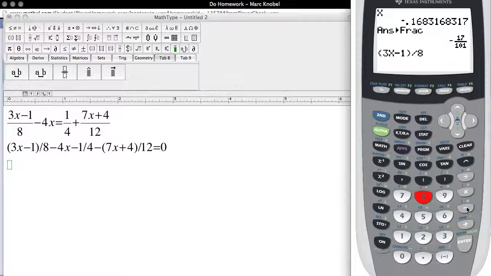So you always want to do this immediately after you find that x-intercept. And then we're going to subtract 4 times x. So I'm just typing 4x. So that's the left side of my equation, using a slash bar for a fraction. I'm going to press enter.